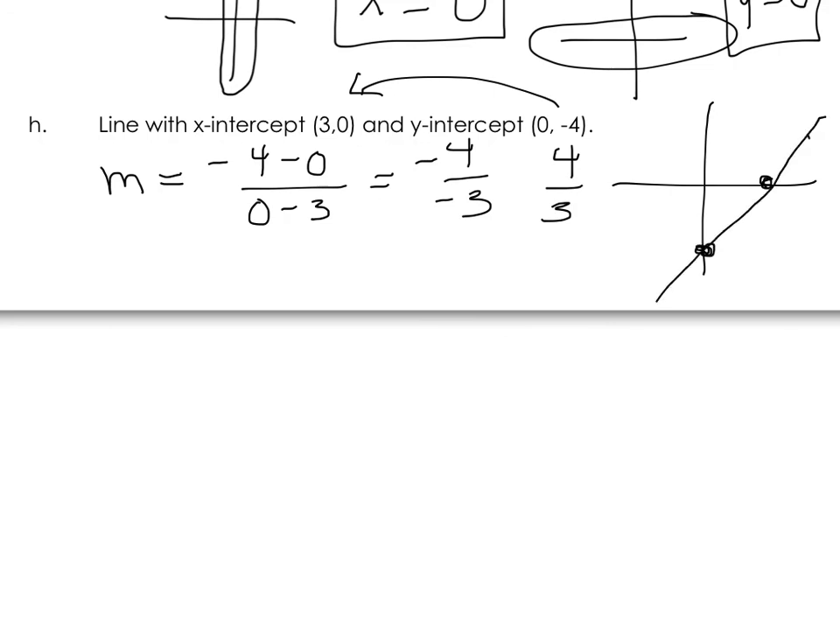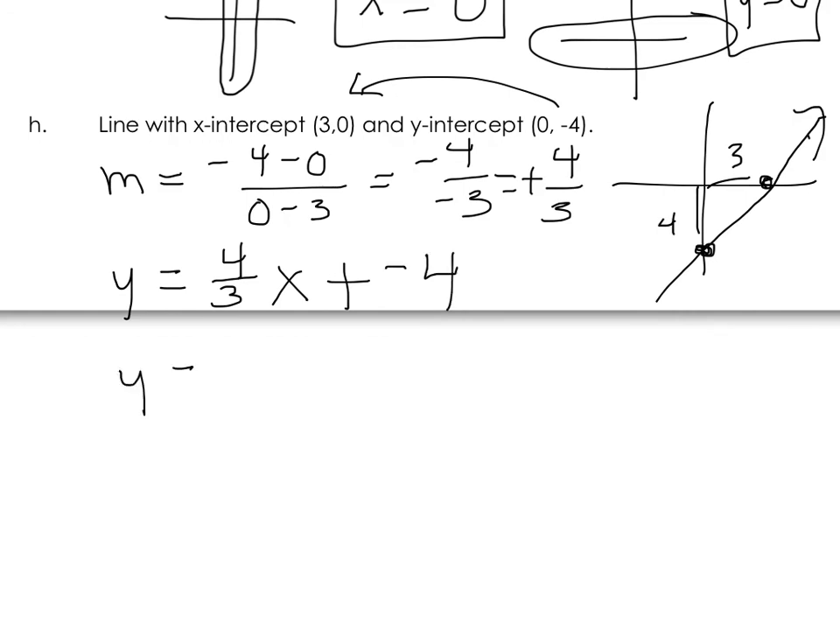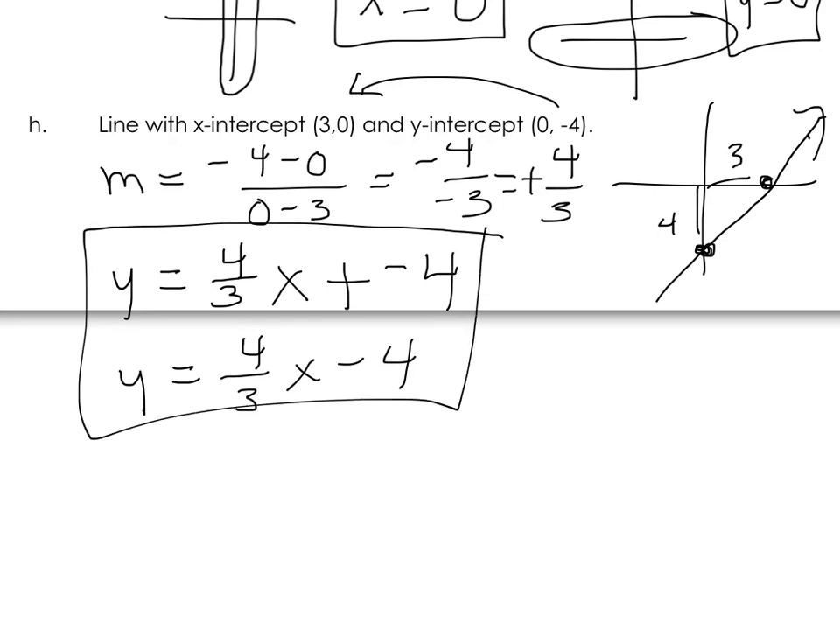Look at that line. That line is going uphill. So the slope is positive. It makes sense that it would be 4/3. Go up by 4, over by 3. So our equation is going to be y equals 4/3 x plus whatever the y-intercept is. Oh, it's (0, negative 4). So we can just put a negative 4 here. And we could write that if we wanted to as 4/3 x minus 4. Either one is fine. Means the same thing. And that's the end of part B.